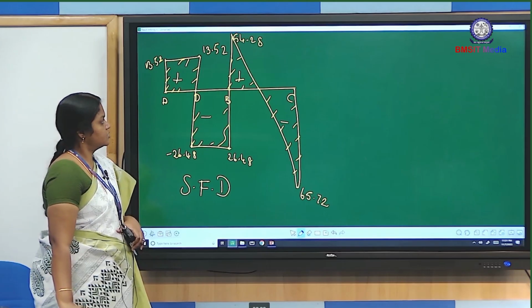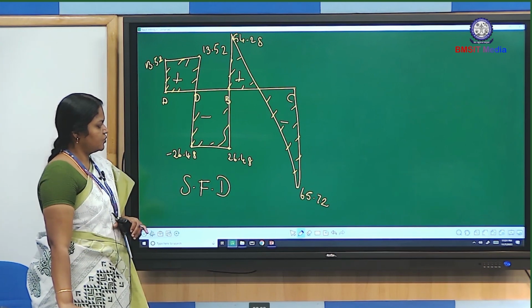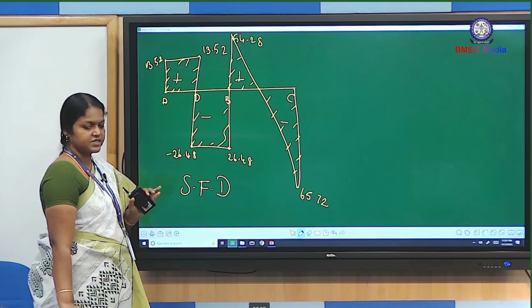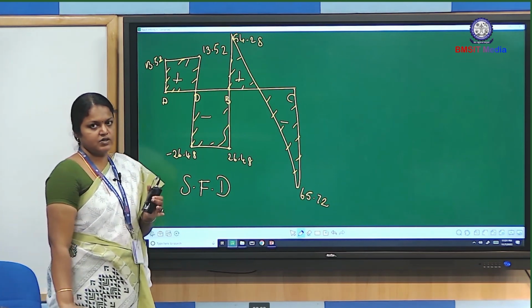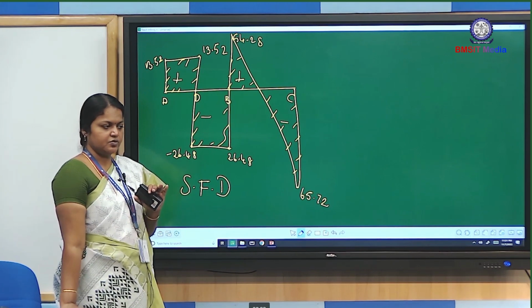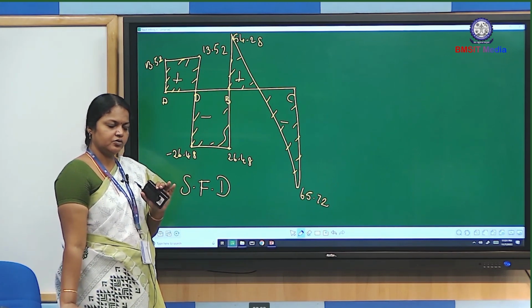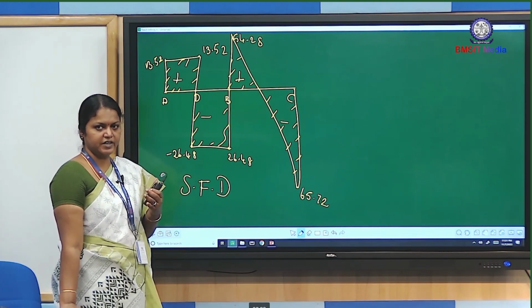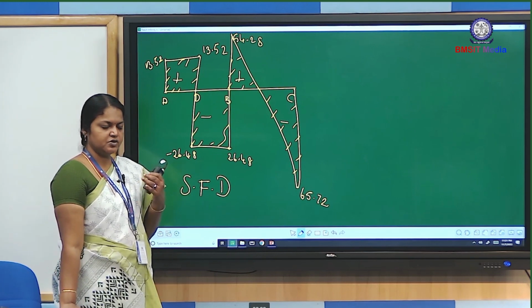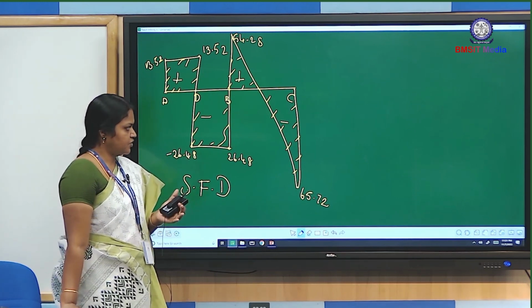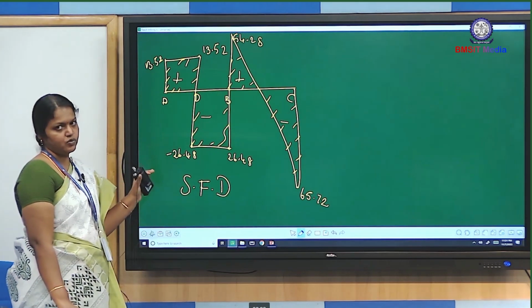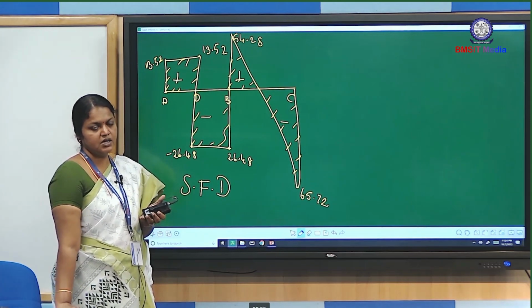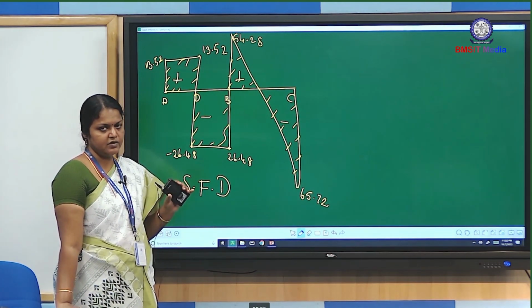So I have completed one problem on how to analyze the beam using the slope deflection method. The first step is to find the fixed end moments, and the second is to write down the slope deflection equations. After that we write the joint equilibrium equations. Using them we find the unknowns, then substitute the unknowns in the slope deflection equations. Finally we calculate the end moments. After that we find the simply supported bending moment, and then draw the bending moment diagram.